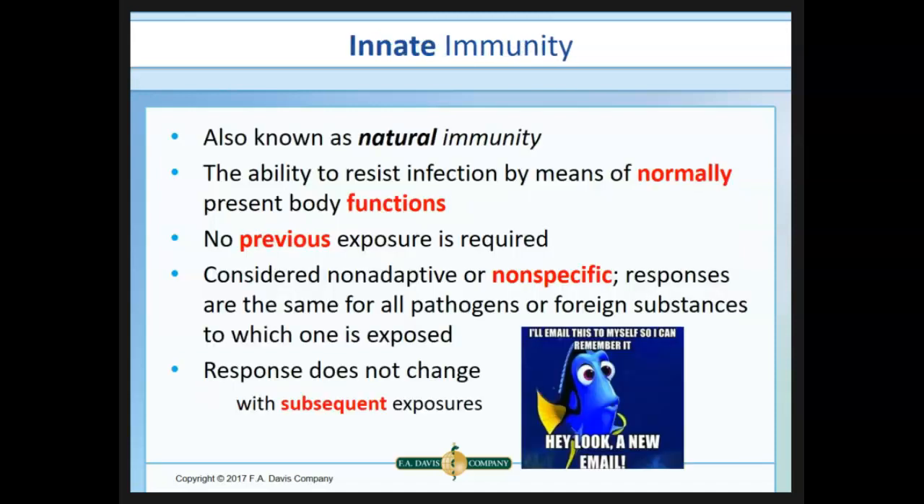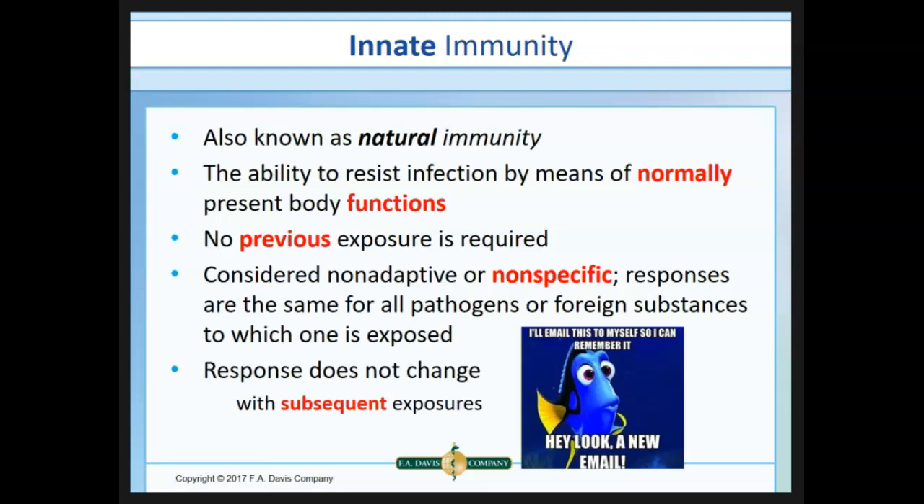Now we're going to talk about the different classes of immunity: innate immunity versus adaptive immunity. The first one we're going to talk about in detail is innate. This is also known as natural immunity because this includes just the normal body functions that are present to resist infection. So that's things like skin and the pH of urine.